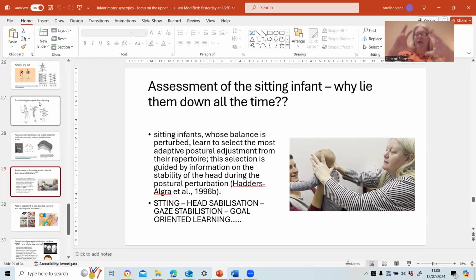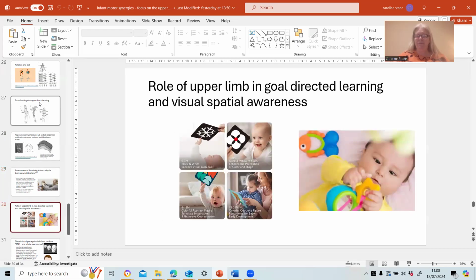So actually working on the head in a sitting dynamic, or looking at that head trunk organization, is something that's going to inform all of their interlimb coordination patterns later. Now, we've talked quite a bit about limb dynamics and dexterity and visual spatial awareness. So you absolutely need good limbs to build up your vision.